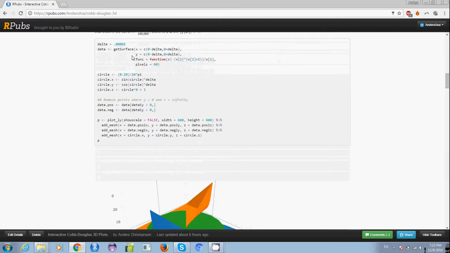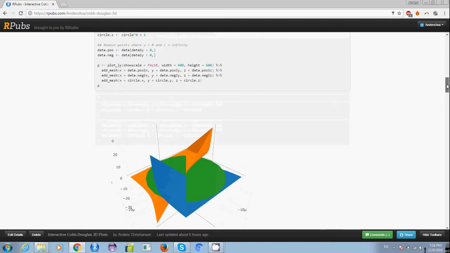So in this case, here we're setting delta equals 0.0001, a very small delta. We're retrieving the coordinates for that function along the range from negative delta to delta. We're drawing this circle that represents delta, that open ball around the origin. And let's see what happens.